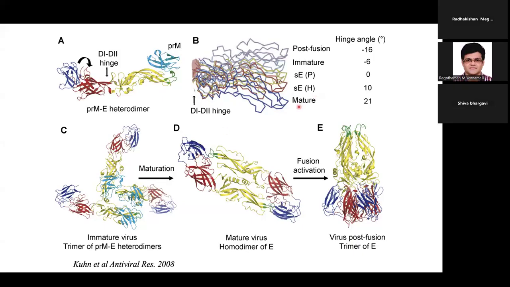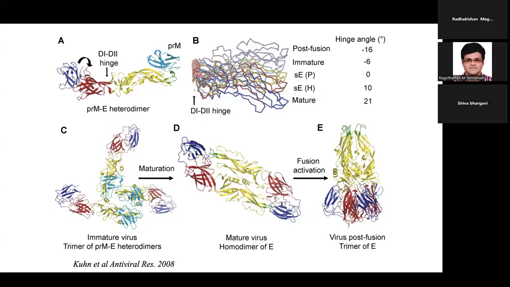So in the immature virus, you have an angle of -6. What is it compared with? It is compared to the soluble envelope protein. And in the mature virus, which is here, which is present in the pre-fusion form, it is at an angle of 21 degrees. And in the post-fusion form, which is here, it is at an angle of -16 degrees.